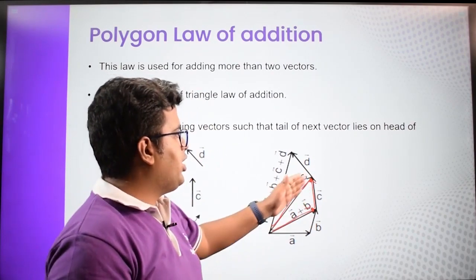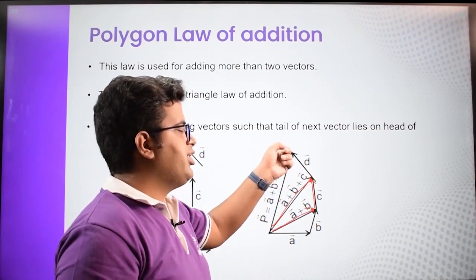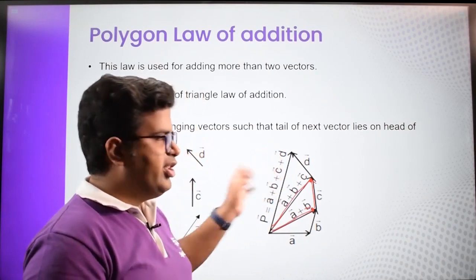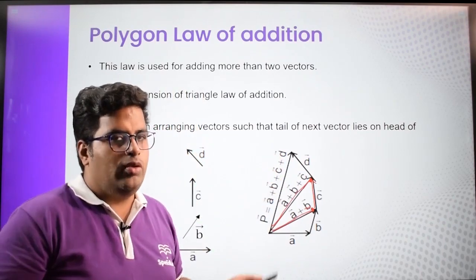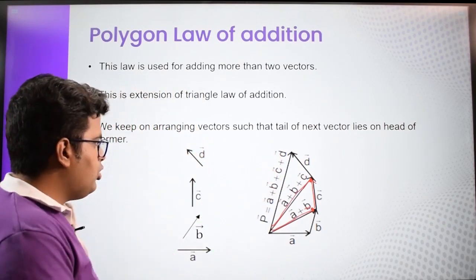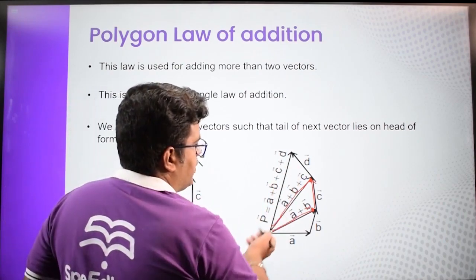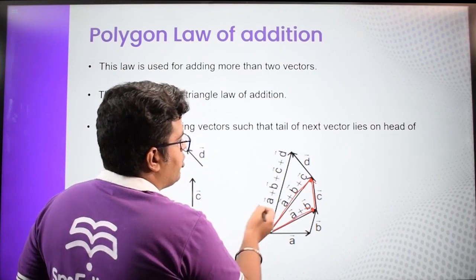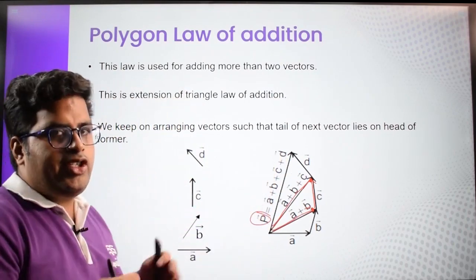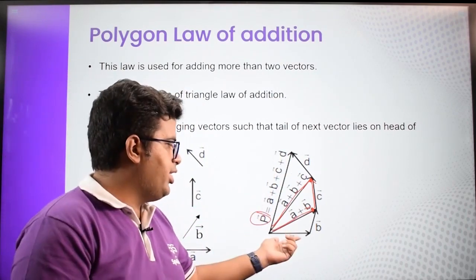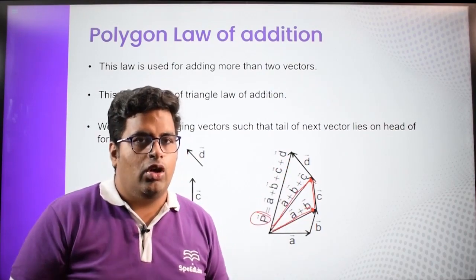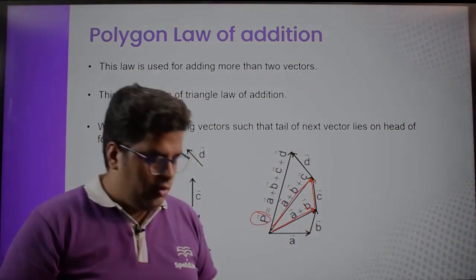And then again you have A vector plus B vector plus C vector, then the upcoming vector is D vector that coincides with the head of the resultant, and in this way it's going to continue. So that's your polygon law, right? So the final edge of the polygon, if I say, that is going to be the resultant. Let's say this is P. So P vector is going to be the vector addition of all those edges, that is A plus B plus C plus D. So that's going to be your polygon law. I hope you understood it. Thank you.